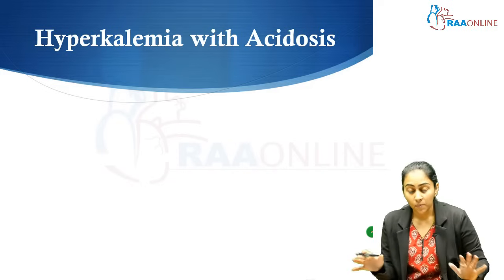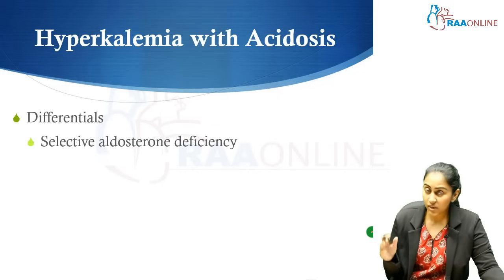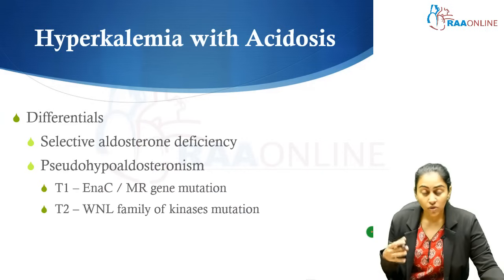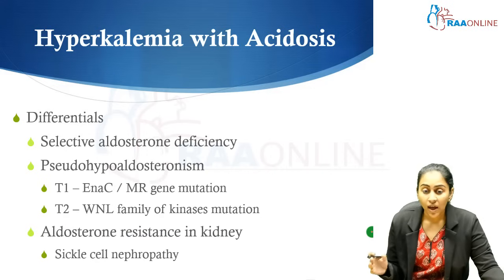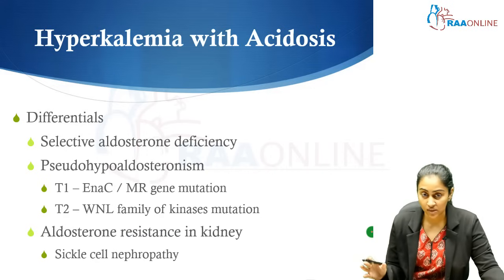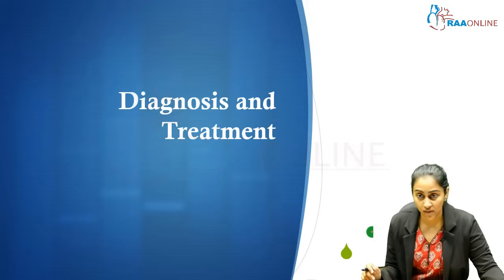Now whenever you have this combination of hyperkalemia and acidosis, what else will you think of? Other differentials are going to be aldosterone deficiency and actual hypoaldosteronism. It could be a pseudohypoaldosteronism where there is going to be a loss of function mutation in the ENaC channel or mutations in the family of WNK kinases. And finally, there could be aldosterone resistance at the kidney, which can be seen in patients with sickle cell nephropathy. So all these can also cause hyperkalemia with acidosis: true hypoaldosteronism, pseudohypoaldosteronism, and sickle cell nephropathy.